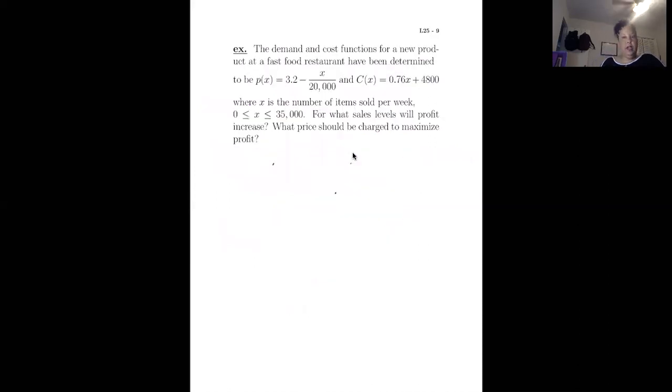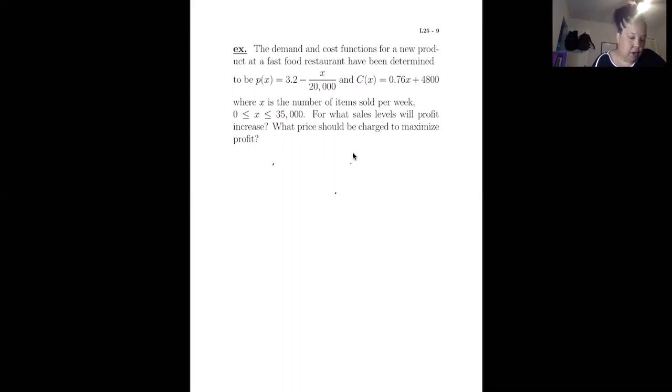All right, and one application problem. The demand and cost function for a new product at a fast food restaurant has been determined to be P of x equals 3.2 minus x over 20,000, and the cost equal to 0.76x plus 4,800, where x is the number of items sold per week, somewhere between 0 and 35,000. For what sales level will profit increase? What price should be charged to maximize profit?